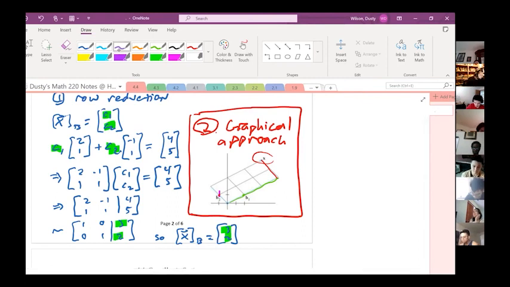The third way we could do this is using a change of basis matrix.